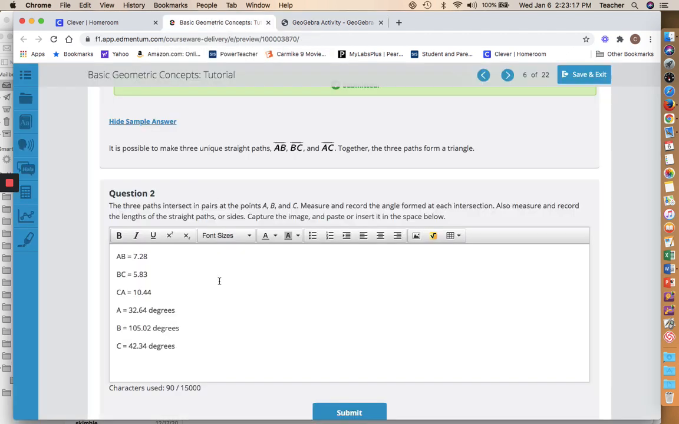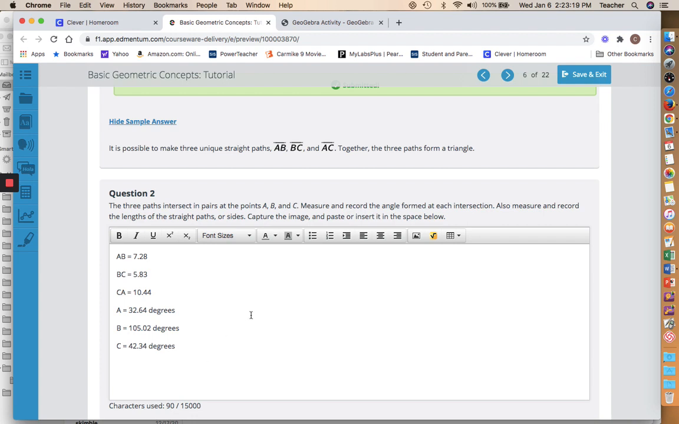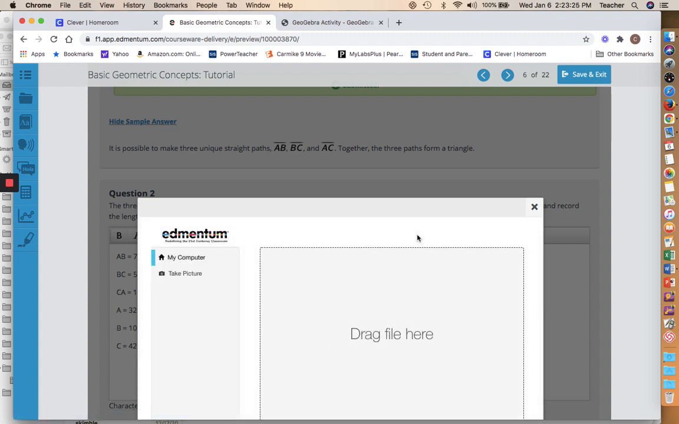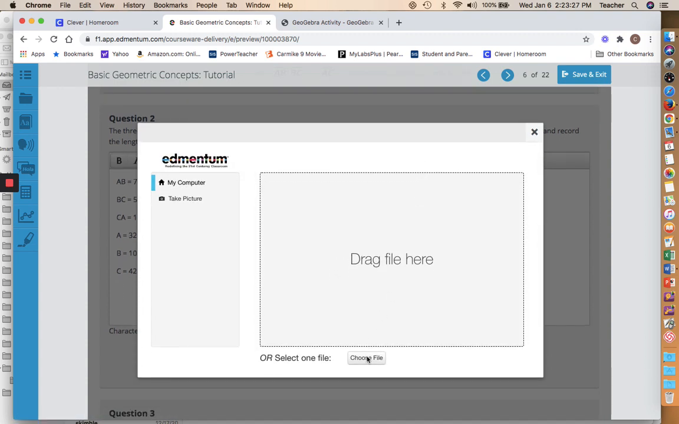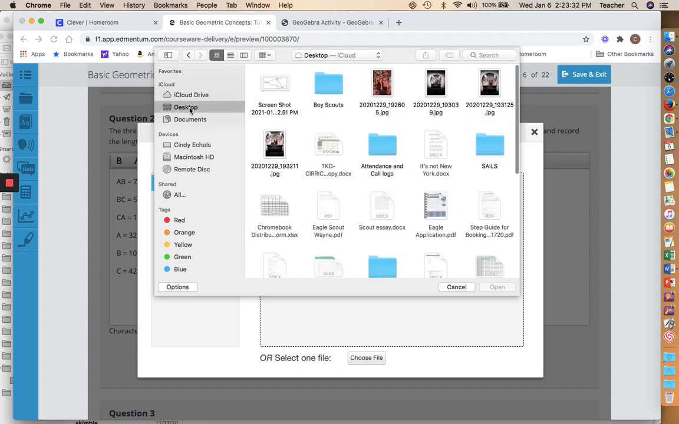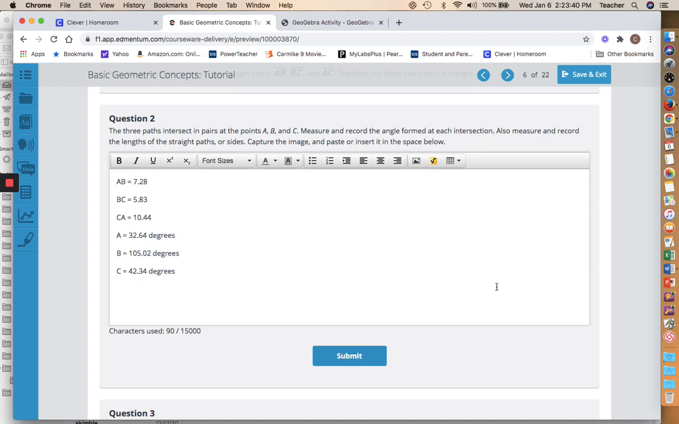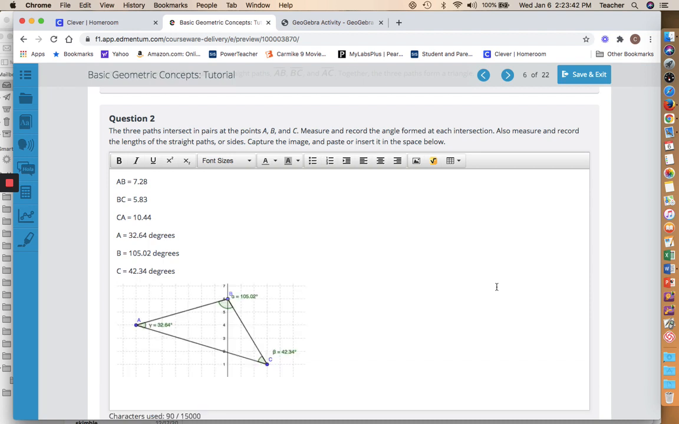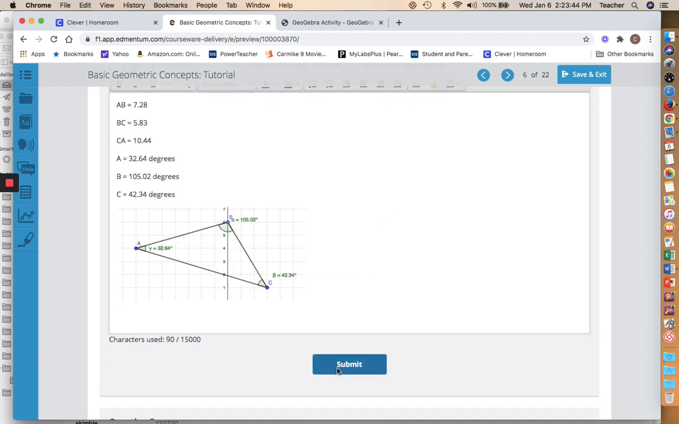So I'm going to come back here. I'm going to click in my box. Then you got this little icon right here that says Insert Image. So I'm going to click on Insert Image, and I'm going to say Choose File. And I have to go to my desktop because when you're in class, those screenshots will go directly to the desktop. And there it is. So I'm going to click Screenshot. I'm going to click Open. And you get a couple of seconds, it pops right in. And then I'm going to hit Submit.